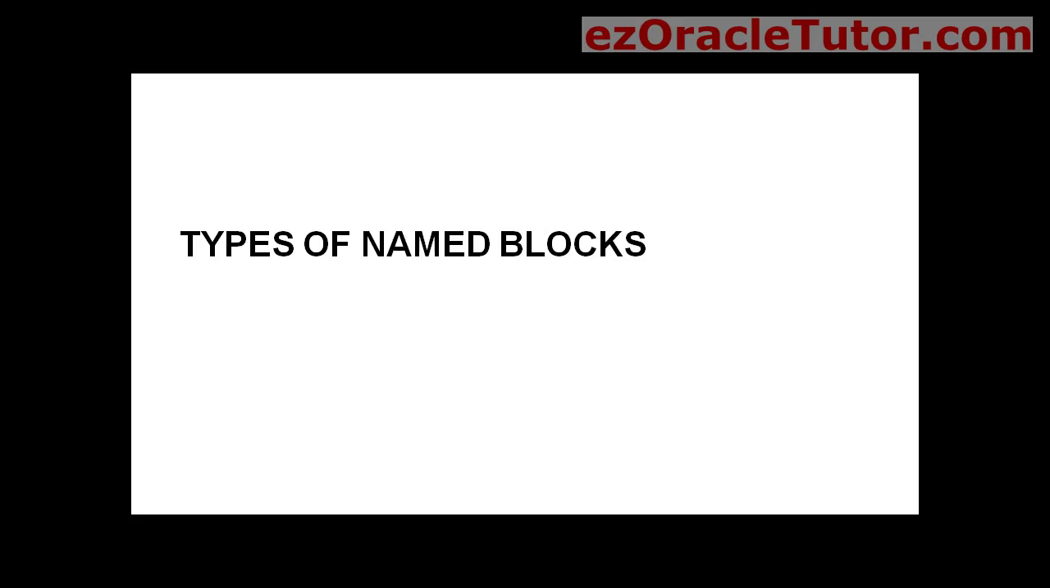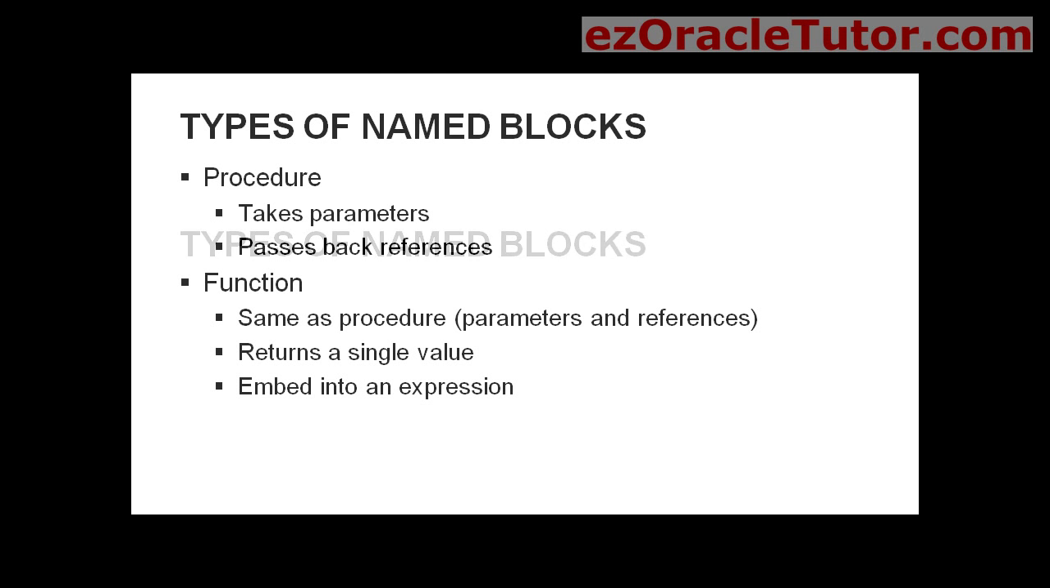So, when it comes to named blocks, there are actually different types of named blocks, which we have covered to a certain extent. Essentially, what we have are procedures, functions, triggers, and packages. What is a procedure? A procedure takes parameters in and passes back references. It doesn't have to, but it can. So the parameters are optional.